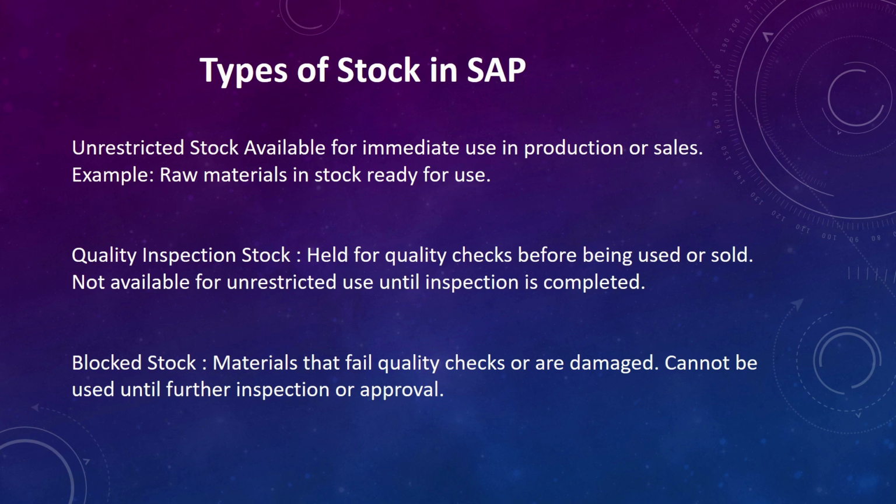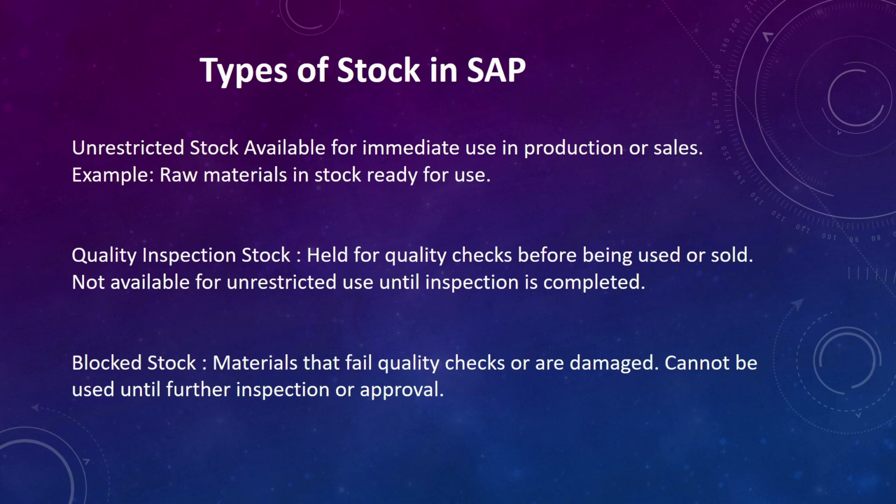Next we have the quality inspection stock. It is held for quality checks before being used or sold. This means the stock is physically available but logically blocked until inspection is completed. An example is whenever we create a goods receipt for a purchase order, and if you have inspection type 01, the inspection lot is created and that stock gets into the quality inspection stock. During this time, the quality team will check the material and will release the stock into unrestricted for further use.